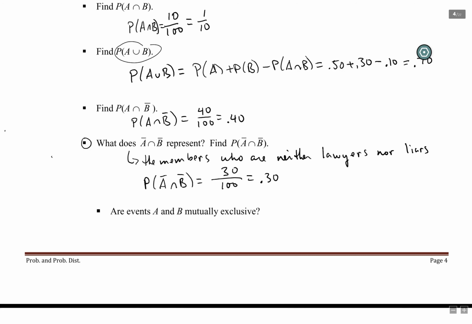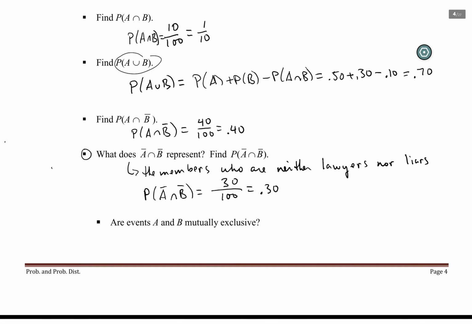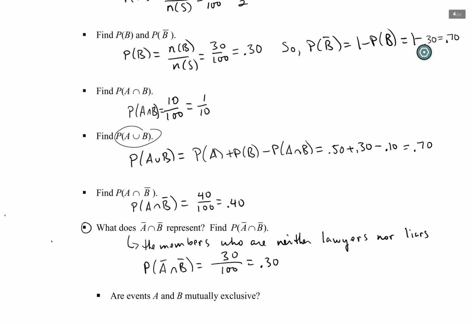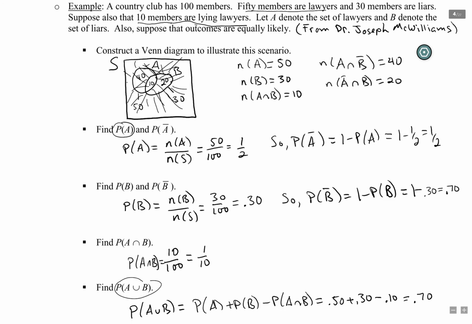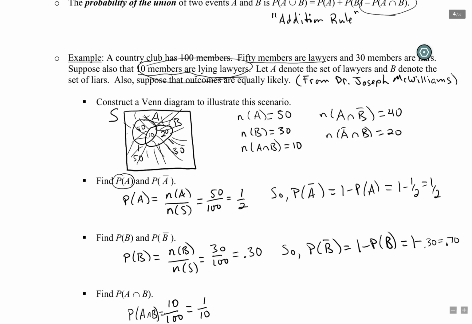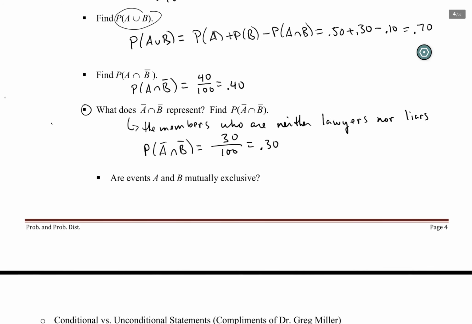Last question with this example here is, are events A and B mutually exclusive? Remember, two events are mutually exclusive if they have no outcomes in common. Well, because we have 10 members that are lying lawyers, there's 10 elements in that event, that set is not empty, so there are outcomes in common. So the answer to this is no, they are not mutually exclusive.